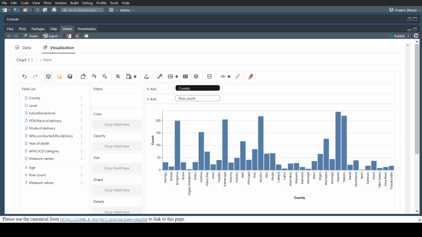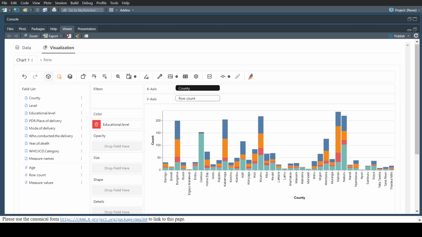And if you want to look at another dimension or characteristic, for example, education level, maybe you want to see what the education levels of the women who died were in each county. You can take your education level factor and drop it here in the color, and there you go. It gives you different colors for different education levels.